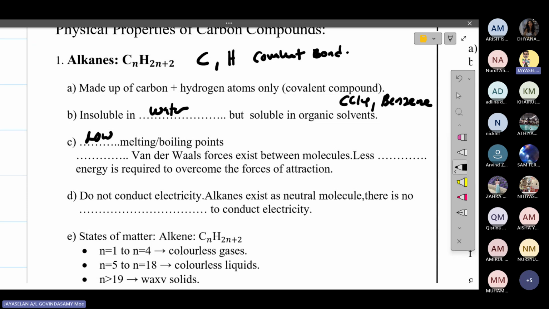If they ask why low melting point and boiling point, because mereka ada weak van der Waals force that exists between the molecules. Mesti ada perkataan ni, between the molecules. Okay, thus less heat energy is required to overcome the forces of attraction. You already scored 2 marks. Okay, please memorize this. Can I?